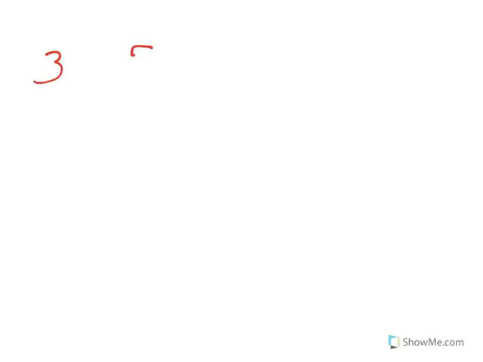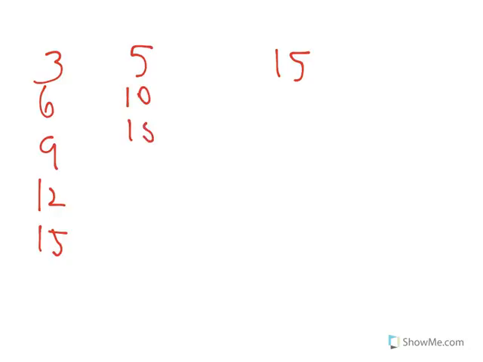For some of these, it just might come to you, 3 and 5. What's the smallest number that both of them go into? It's going to be 15. Because again, 3, 6, 9, 12, 15, and then 5, 10, and 15. So that's the way that I think is the most straightforward in terms of finding these. And this is going to be really important for finding common denominators.